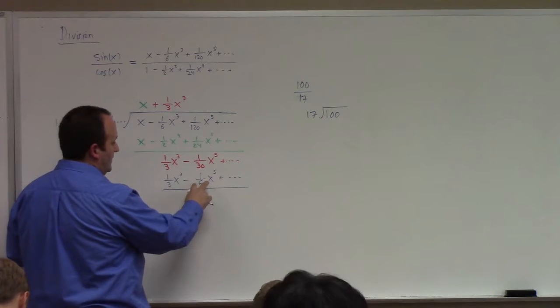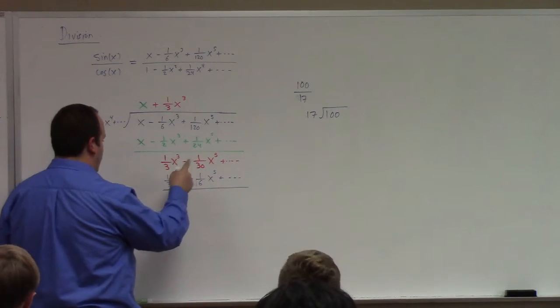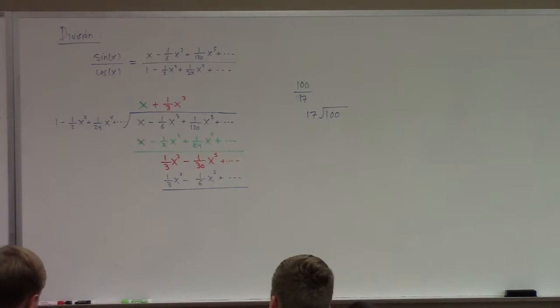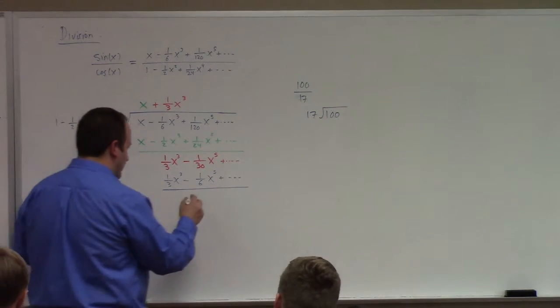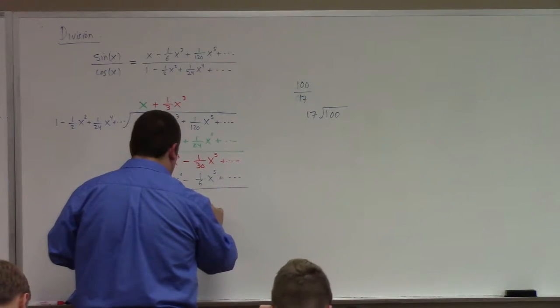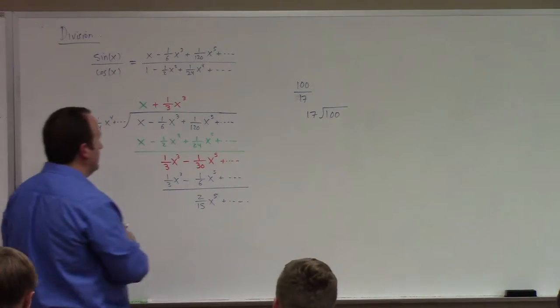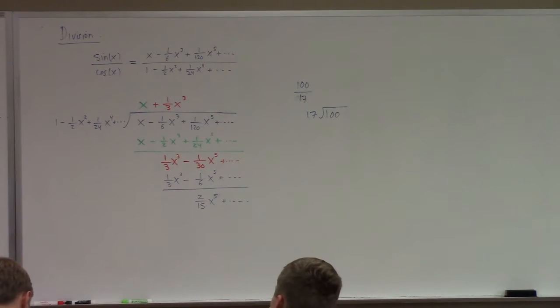Here we got 5/30ths. Here we have 1/30th. So it looks like 5 minus 1, right? 4/30ths, 2/15ths, eh? Am I right? 2/15ths x to the 5th. Did I do it wrong? It's good. Let me check something. Where'd that go? Oh, okay, good.